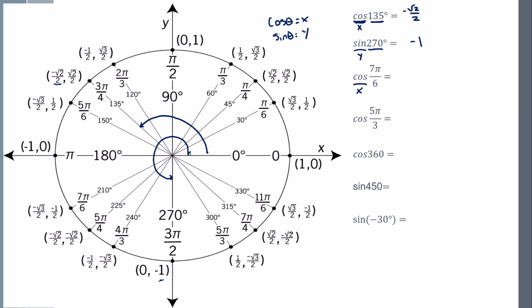This means my x value. This is how much I rotate. So I'm going to look for the x value at 7 pi 6. So I'm going to rotate to 7 pi 6. My x value is negative radical 3 over 2.